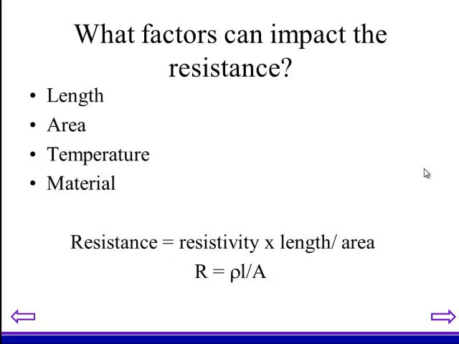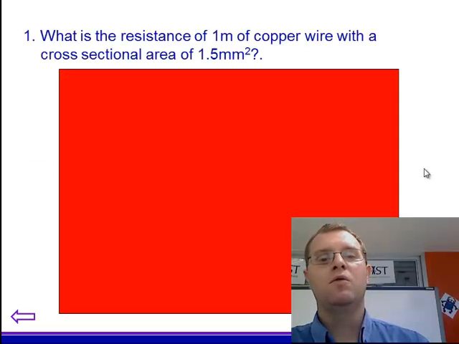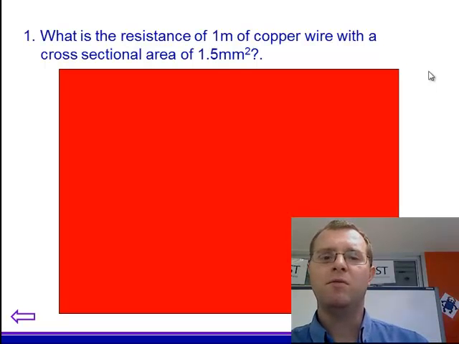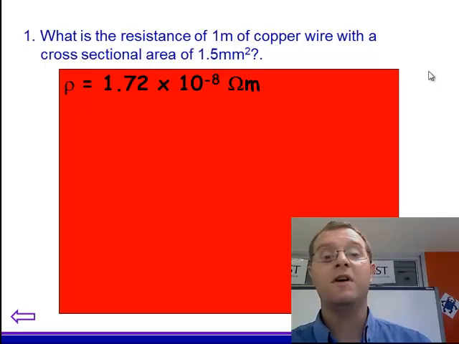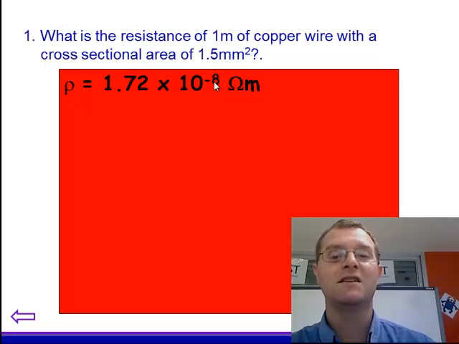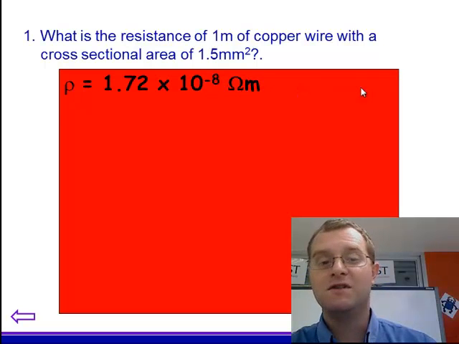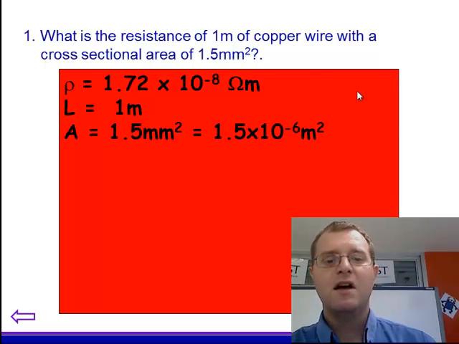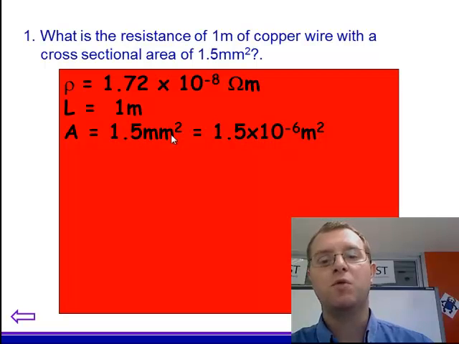So, with that understanding of what impacts resistance, here's a question. What is the resistance of 1 metre of copper wire with a cross-sectional area of 1.5 millimetres squared? Now, first of all, it's stated as copper wire. So to do this problem, you'd have to look up and find out what the resistivity of copper wire is. As it happens, it's 1.72 times 10 to the minus 8 ohm metres, which are the units. The length I know is 1 metre, so that's been given to us. And the area is 1.5 millimetres squared.